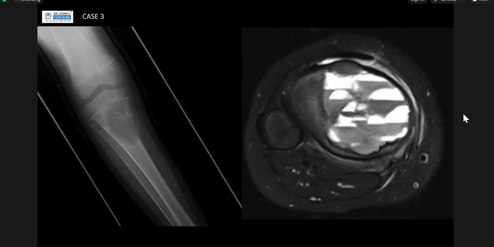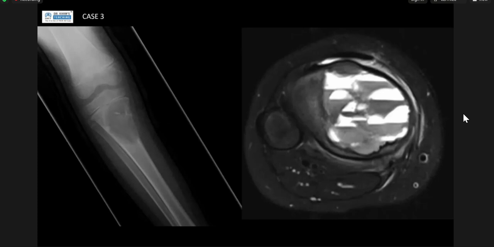Okay, sorry. This is an AP radiograph of the knee joint of an immature child. I see there is a lytic lesion in the proximal metaphysis of the tibia, eccentric. There is a narrow zone of transition. The cortex is not clear for me. I think there is no cortical breach, no soft tissue swelling. There is no matrix calcification.